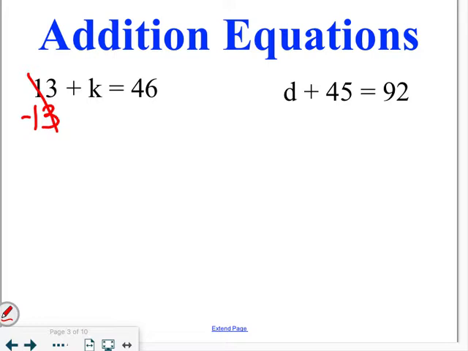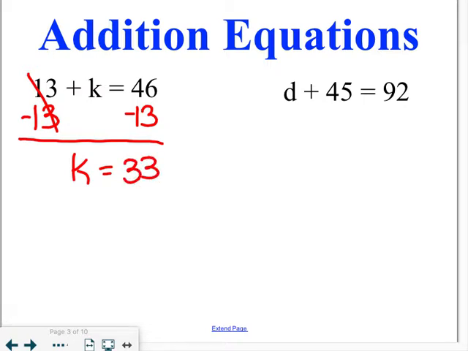If we do it on the left side of the equation, we have to do it on the right side of the equation. Thinking of the equation as a balance beam, if you take 13 things off of one side, you have to take 13 things off the other side. So our 13s cancel out, and we are left with just k is equal to 33.